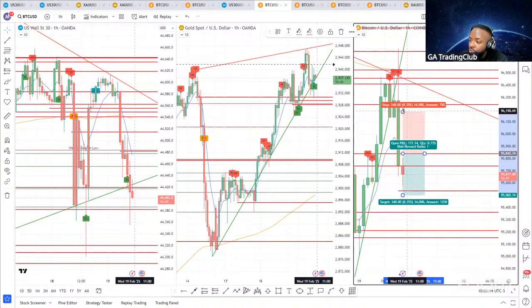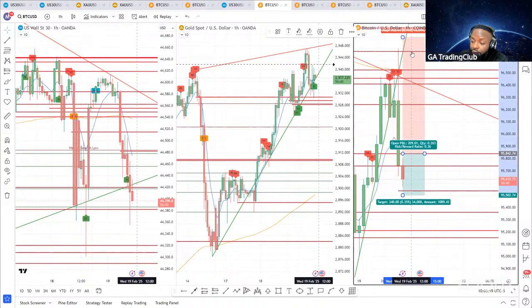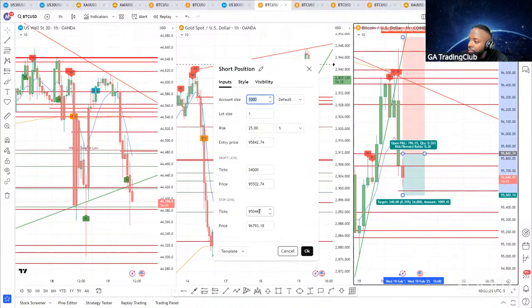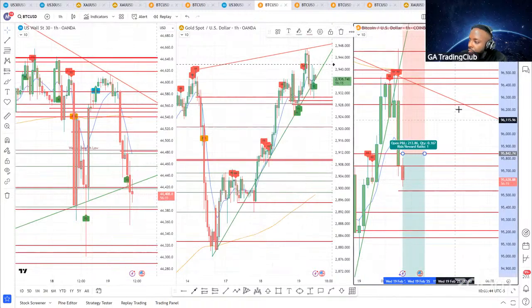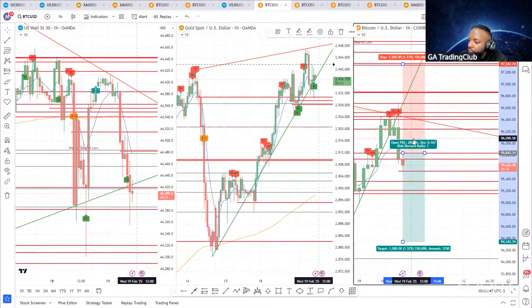If you're taking the one that's closest to where price has closed, then you would need a wider stop loss. So this one, you'd need a $1,000 stop loss, or maybe $1,500 stop loss and $1,500 TP. That's if you're trading this one on the hourly right there.